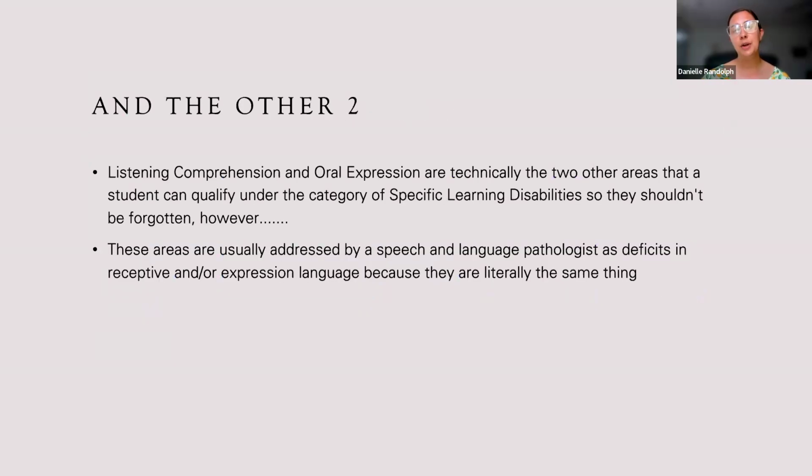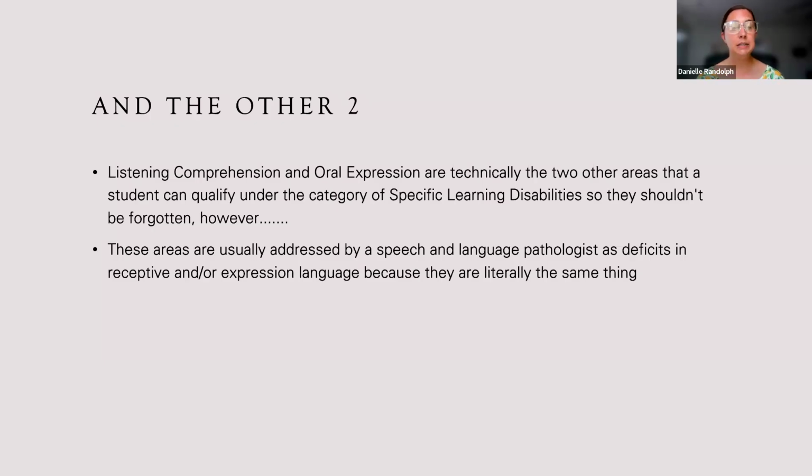And then the other 2. Again, in Ohio, we have Section 3 of the ETR, which is just for specific learning disabilities. And there are 2 boxes on there that are often overlooked or not checked, and those are listening comprehension and oral expression. Those are technically 2 areas that qualify under the SLD category, so we don't want to forget them. However, they're usually addressed by a speech and language pathologist because they correspond to deficits in receptive or expressive language, because they are basically the same thing.